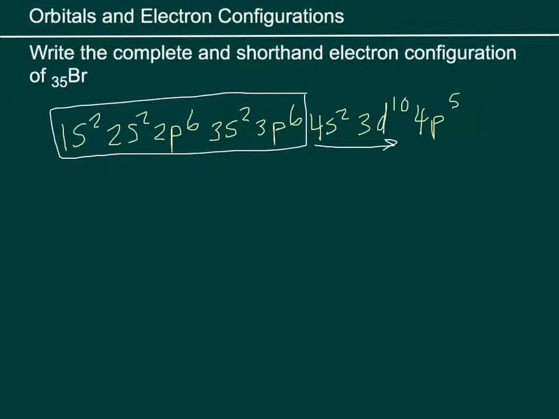So for bromine, our shorthand would be the last noble gas we hit, which is argon, number 18, and then it'll be whatever's left, so 4s2, 3d10, 4p5. So you can see why we would want to do this, right? This will get a lot shorter to do in the shorthand, rather than writing out 1s2, 2s2, 2p6, 3s2, 3p6, etc., for everything.